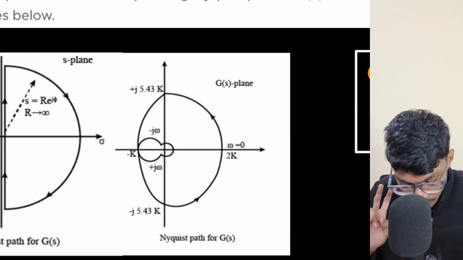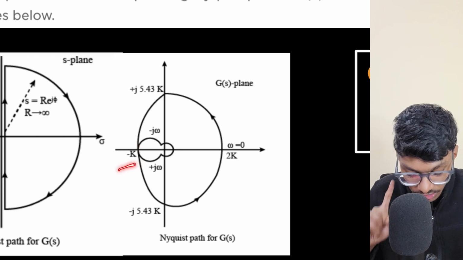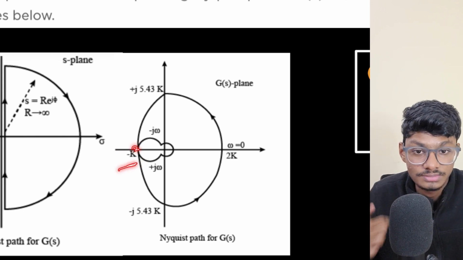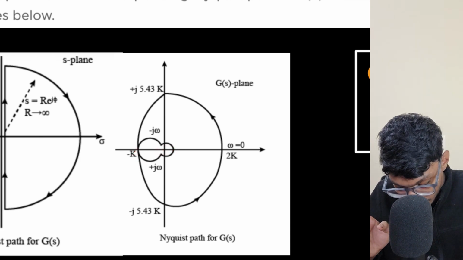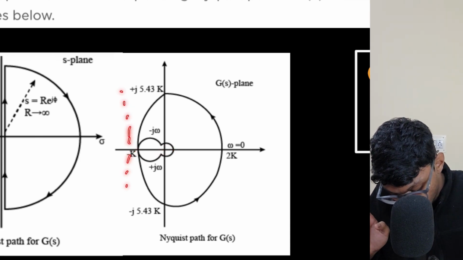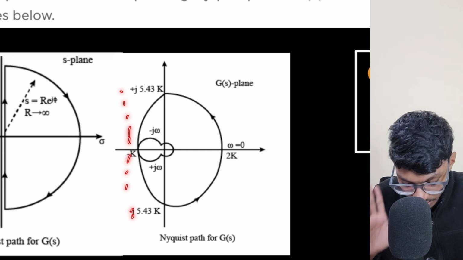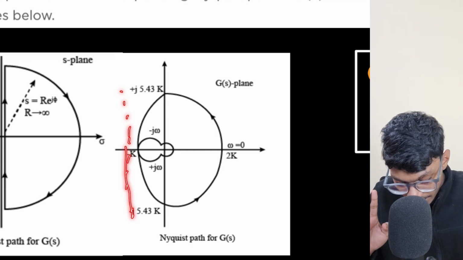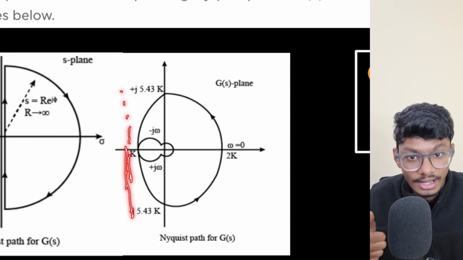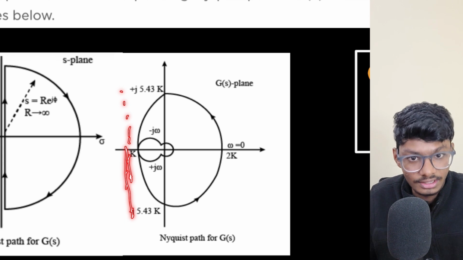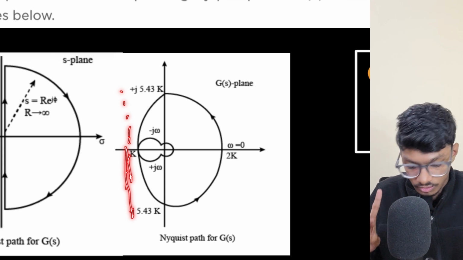Now if k is varying from 0 to 1, what does this mean? At k equals 1, this point becomes the critical point. Let's say this is my minus 1 point. K is varying from 0 to 1, so it never touches my minus 1 point, so it never touches my critical point, so there aren't any encirclements around the critical point. That is one point to note here.